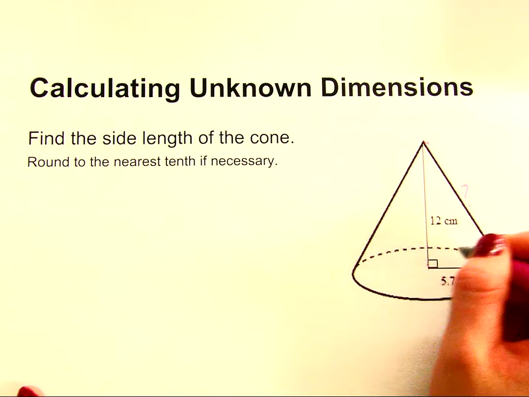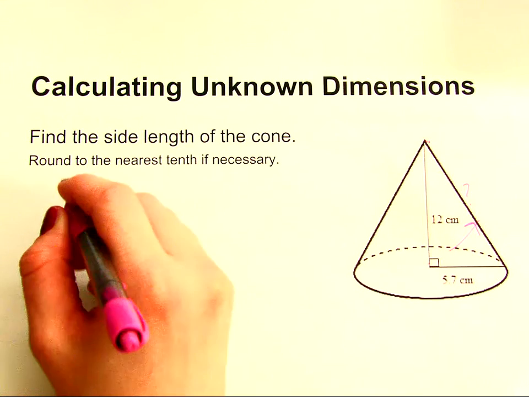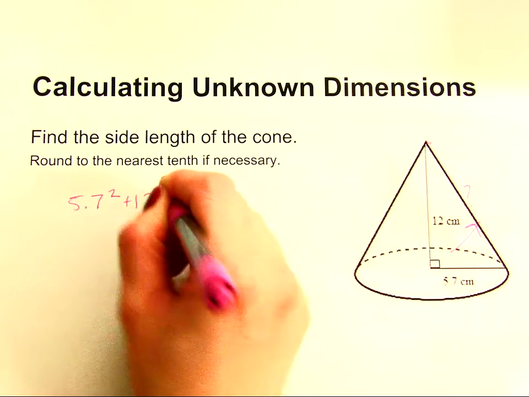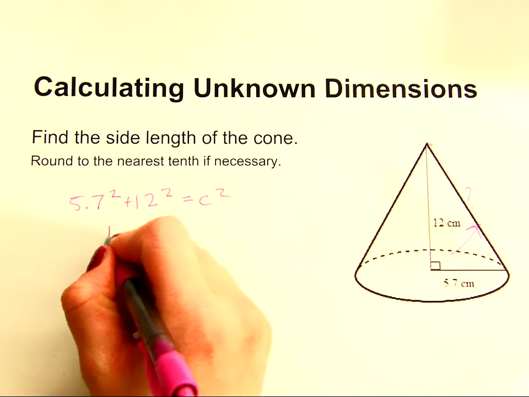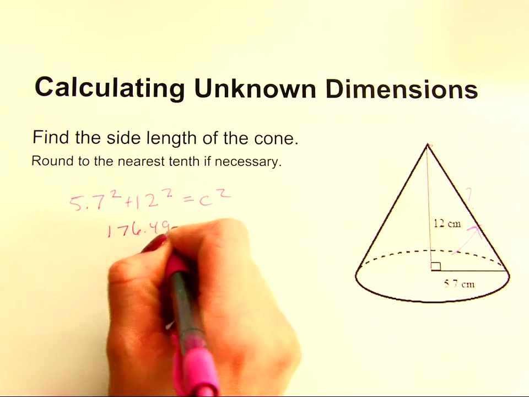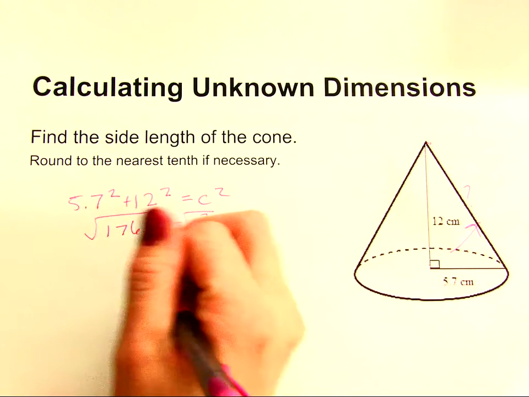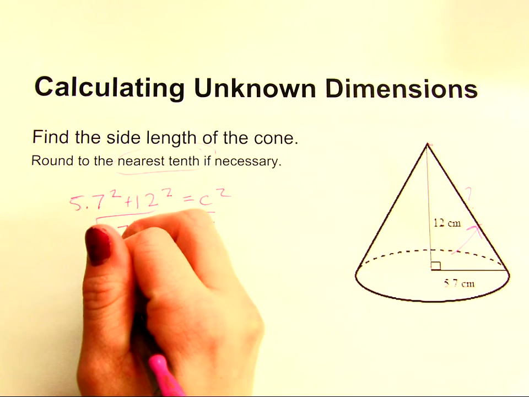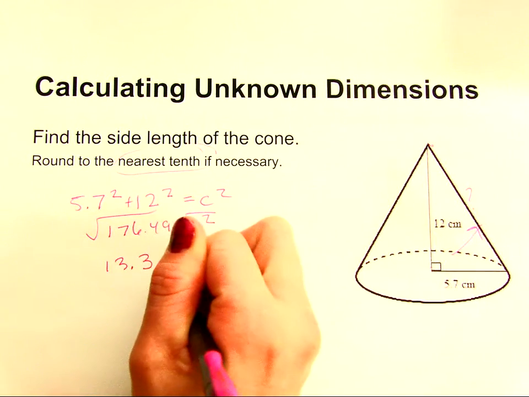Okay, so that means we're trying to find c because it's across our 90-degree angle, or the hypotenuse. So 5.7 and 12 are our legs. So that gives us 176.49 is c squared. Take the square root. Rounding to the nearest tenth here, we get 13.3 centimeters.